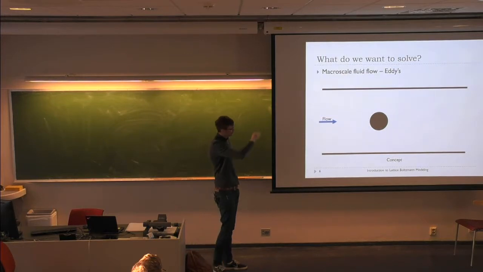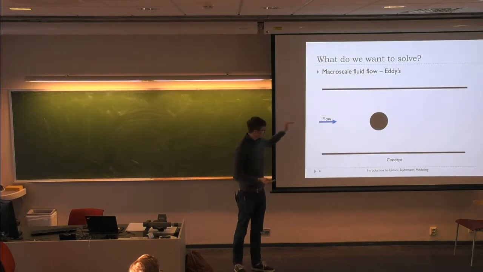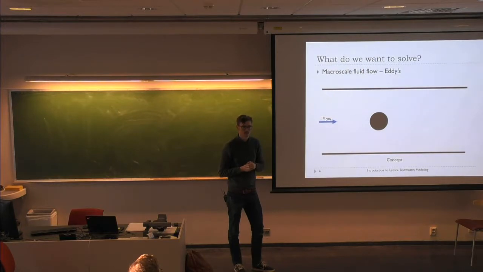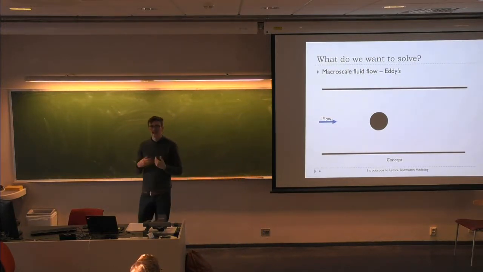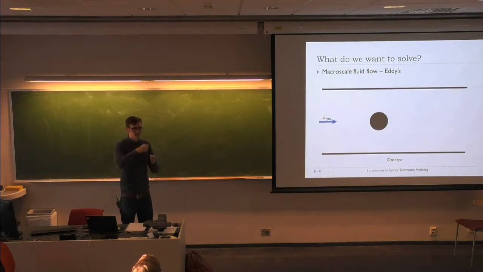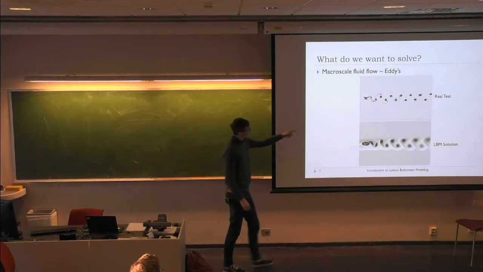So above and below here, we have no flow boundaries. And then we have flow at a constant velocity from the left. Then we just have a cylinder. And then we try to look at the pressure or density map around the cylinder. And what you see in nature is that you can actually get these eddies, turbulent flows, these circulations you see here. And this is a real test.